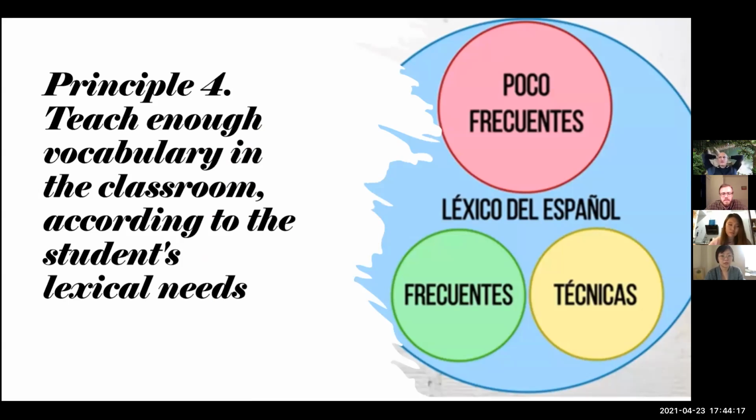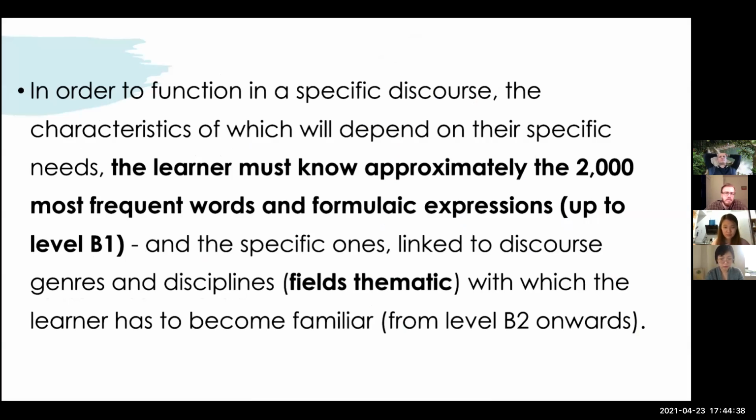If we go deep into this conversation, I can barely tell that up to level B1, students need to know at least the 2,000 most used words. And then after B2 level, C1, they need to go deep into what they really need or want to focus on. So in order to function in a specific discourse, the characteristics of which will depend on their specific needs, the learner must know approximately the 2,000 most frequent words and expressions or chunks up to level B1. And then after level B2, C1, C2, all these thematic or academic fields they want to focus on.